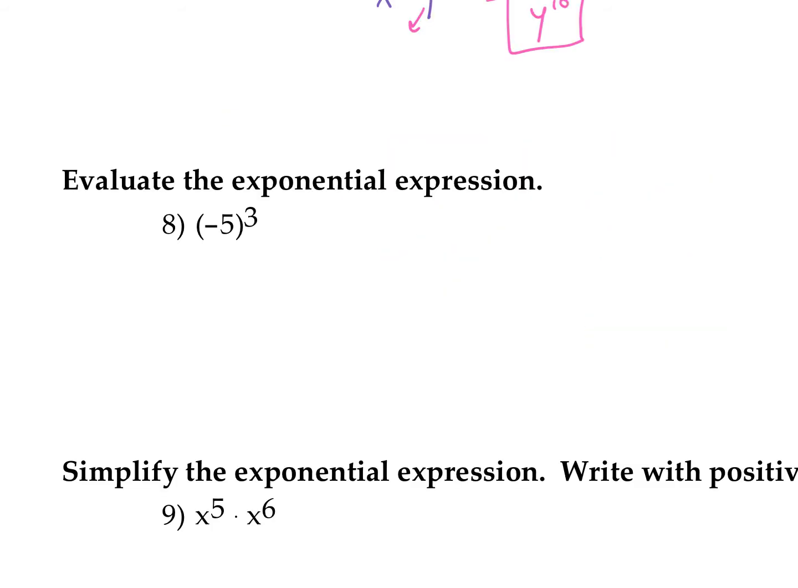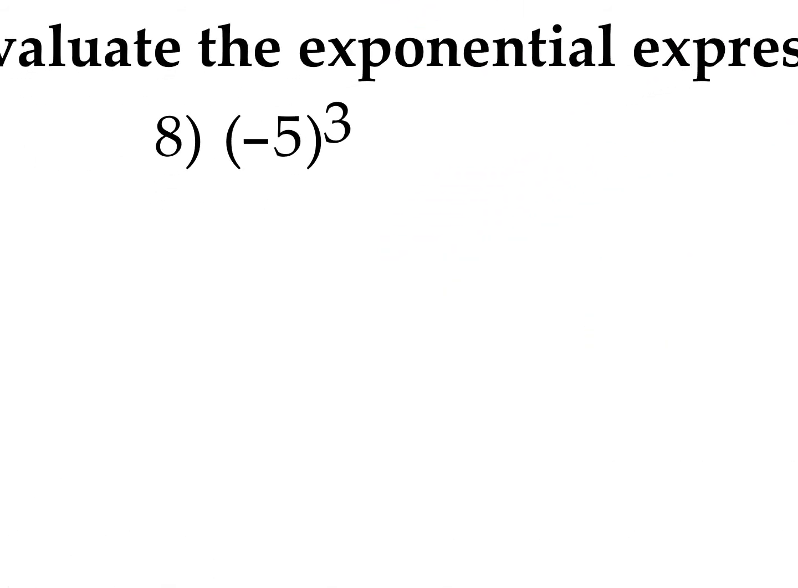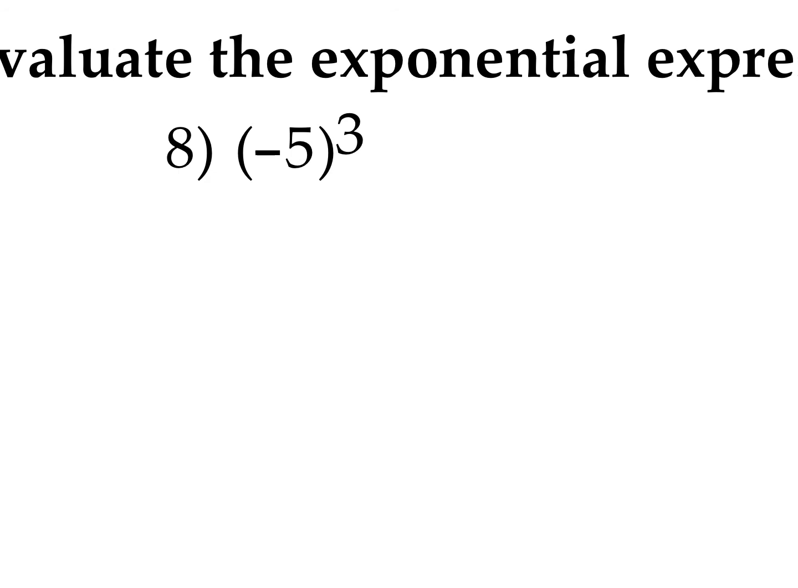All right, let's look at these. Evaluate -5 to the 3rd power. So this is like saying -5 times -5 times -5. Is my answer going to be positive or negative? Negative. Because a negative times a negative will be positive, but then we're multiplying it by another negative. And what is 5 times 5 times 5?